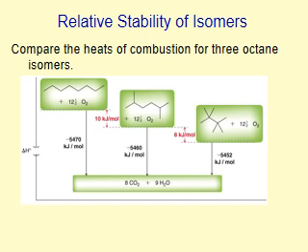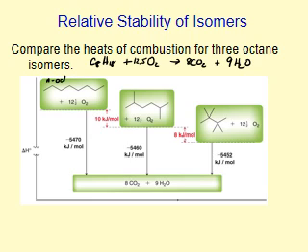Heat of combustion data can be utilized to determine or compare the relative stabilities of constitutional isomers. So if we were to compare the heats of combustion for 3 molecules that have the formula C8H18, and we were to react it with oxygen to form carbon dioxide and water, and go through balancing the equation, it would take 12.5 oxygens to form 8 carbon dioxides and 9 waters.